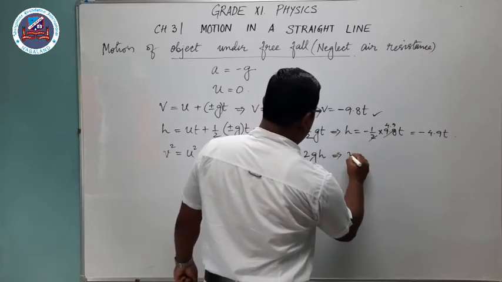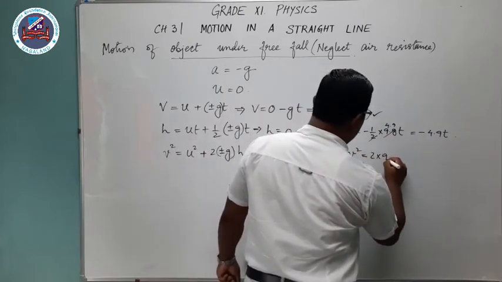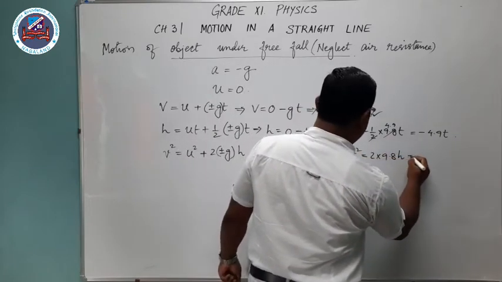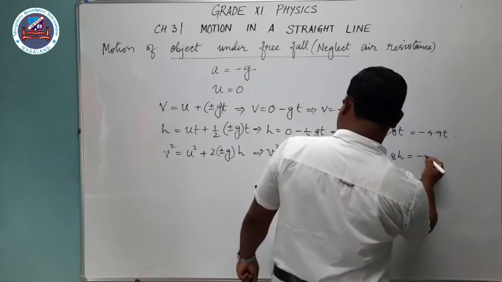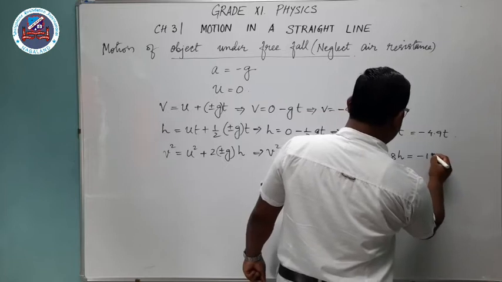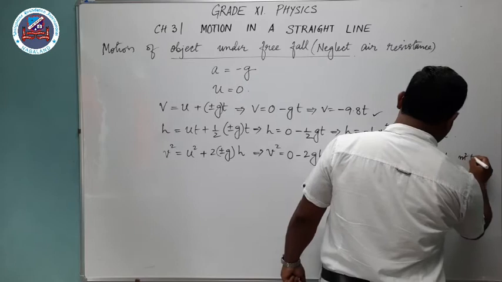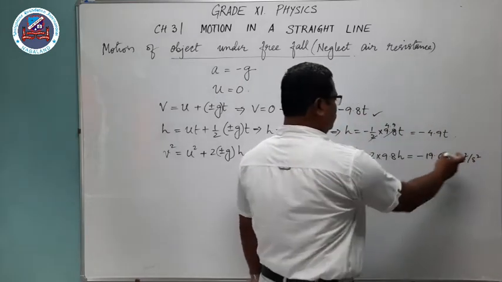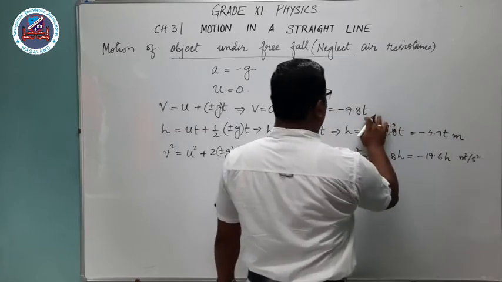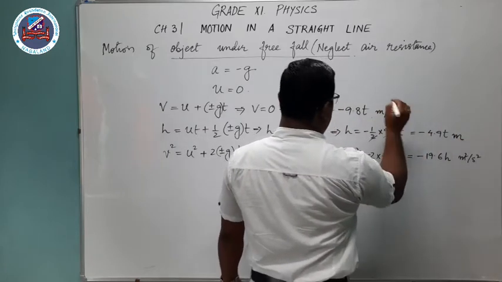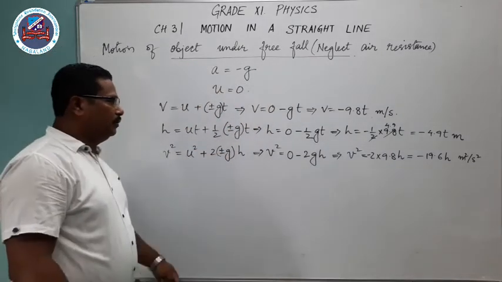This will give us v square is equal to 2 into 9.8 h. It will give us minus 19.6 h. The units will be meter square per second square, because it is v square. Both will have to be squared. Height will be in meters and velocity will be in meter per second. So these are the equations of motion for a body under free fall.